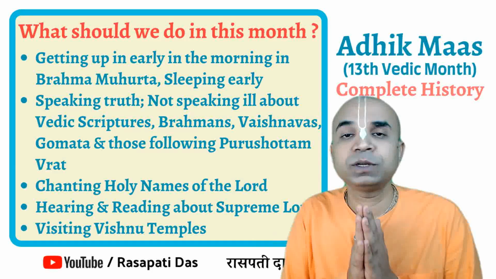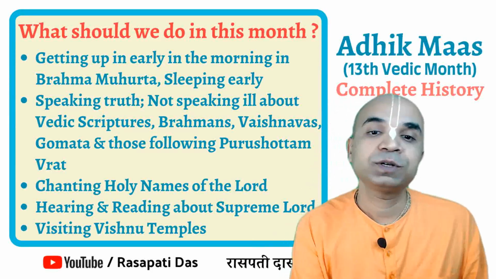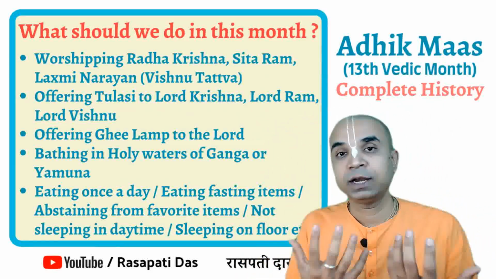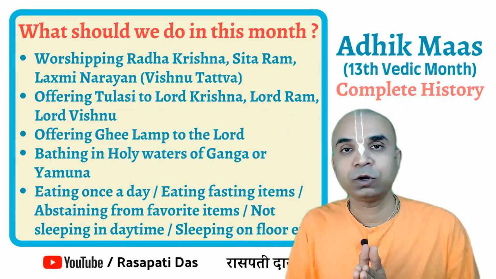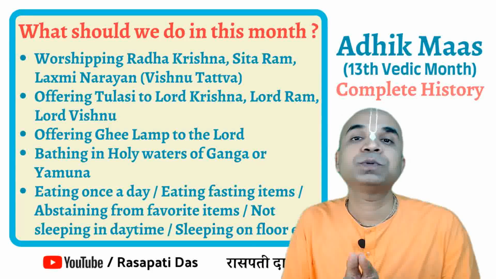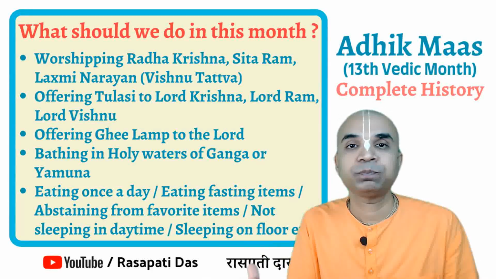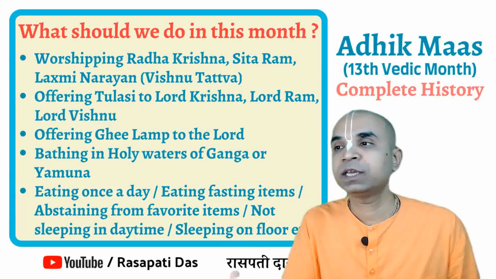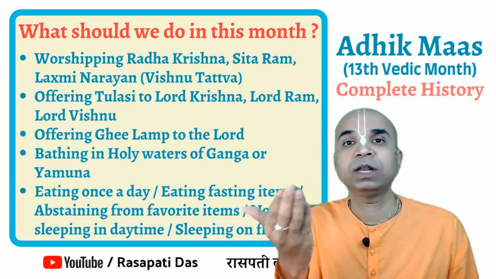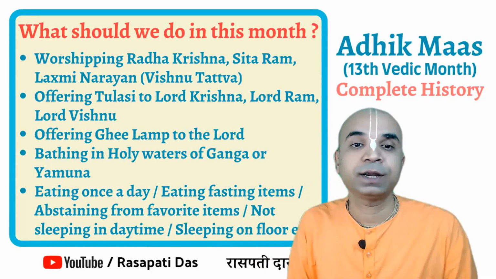Hearing and reading about the Supreme Lord, Shravanam, Kirtanam, visiting the temples of Vishnu. This is also prescribed in this month in Padma Puran. Worshipping Radha Krishna, Sita Ram, Lakshmi Narayan, the Vishnu Tattva, Vishnu form of the Lord or the expansions of the Lord. And we should worship the Supreme Lord or Shaligram with tulsi leaves. Offering a ghee lamp to the Lord, cow's ghee. In some houses they keep a lamp continuous for 1 month, or we can offer the lamp to the Supreme Lord Krishna or Rama or Lakshmi Narayan.